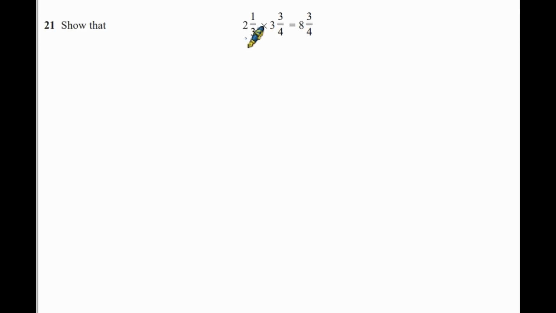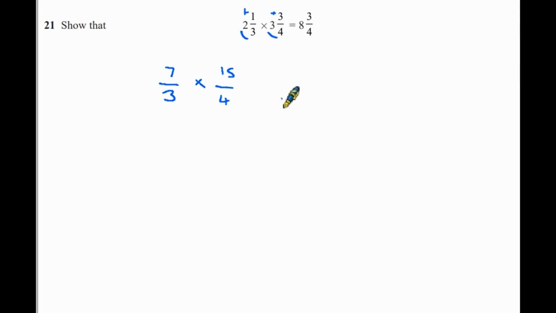Well, the first step is to multiply these two numbers here. 2 times 3 is 6, and then add the top number on. So 2 times 3 is 6, plus the 1 is 7, and that is 7/3. We haven't changed the denominator. Let's do the same for the second fraction. It's 3 times 4 is 12, plus the 3 on top there is 15, and that is 15/4.